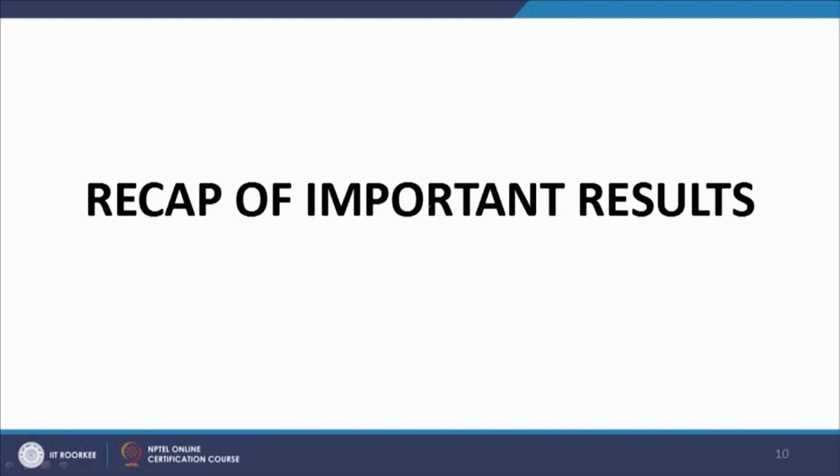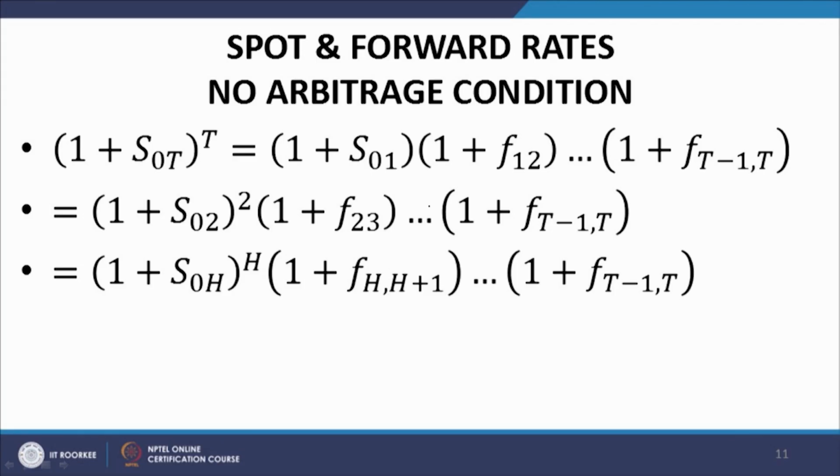Now, we recap some of the important results before we move over to fixed income portfolio management. So, let us quickly recap the important results that I have talked about in the last few lectures before we get to the next topic. As we know, the arbitrage free relationship between spot and forward rates, I believe all of us know what we mean by spot rates. Spot rates are rates which are current rates, which are rates in relation to a deposit that is initiated right now.